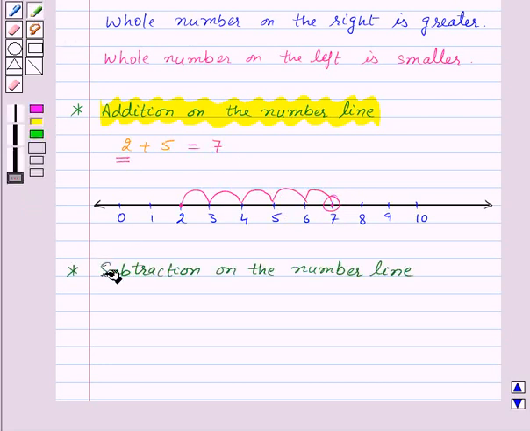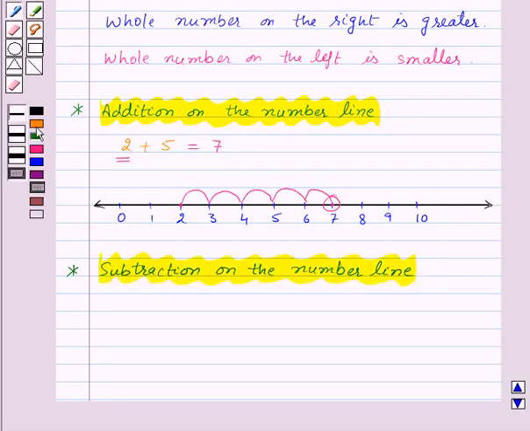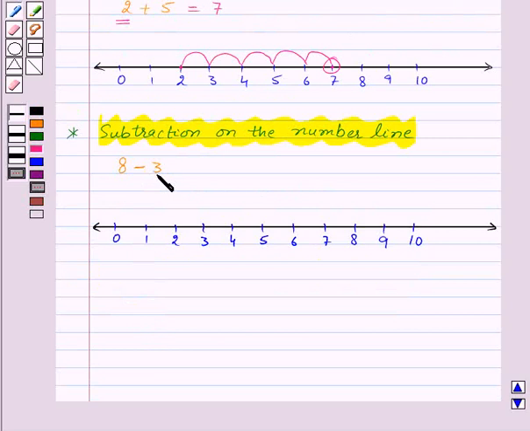Now, let's see how to subtract two numbers on the number line. Suppose we want to subtract 3 from 8. So, let's draw the number line. Here, we want to subtract 3 from 8. So, we will start with 8. So, here we have the number 8.